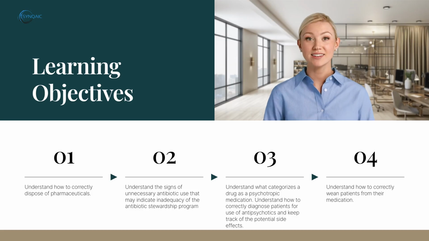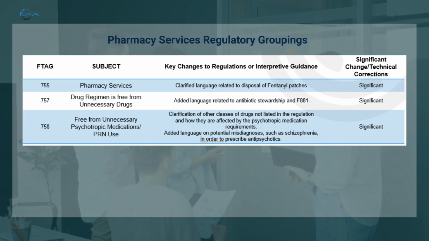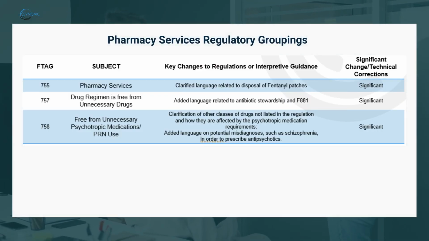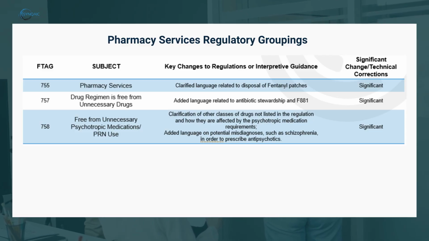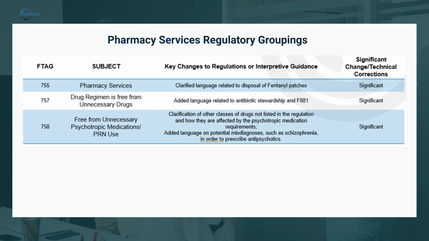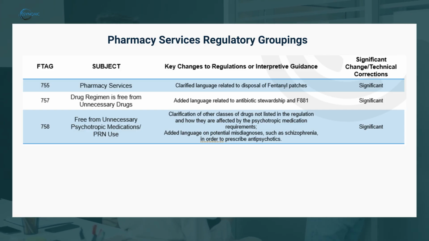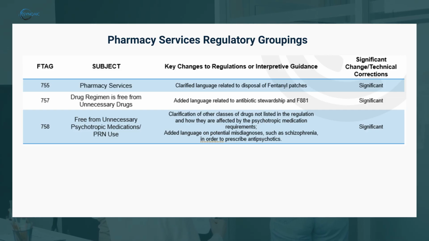Let's begin learning. There are 3 major regulatory changes in pharmacy services. The first change is under F755, which clarifies the language regarding the disposal of fentanyl patches. The second change is under F757, related to drug regimen reviews, ensuring freedom from the use of unnecessary drugs. Key changes here include language related to the antimicrobial stewardship program and references to F881. The third change is under F758, which addresses the use of unnecessary psychotropic medication and PRN, as-needed use.